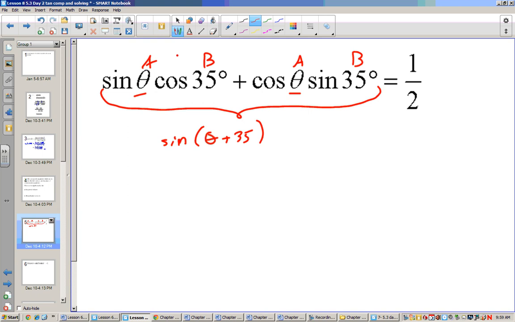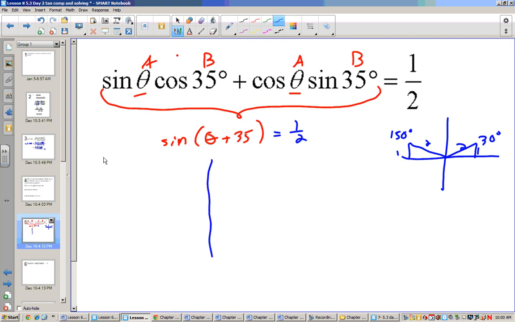If you have the chart, I use rule number 13 for the composite argument property, sine of A plus B. Now, this is equal to 1/2. Once we get it here, it's the same thing we did last chapter, where the opposite is 1 over 2. Now we should know that that's 30 degrees and 150. So we divide this up into theta plus 35 is equal to 30 plus 360k, and theta plus 35 is equal to 150 plus 360k.